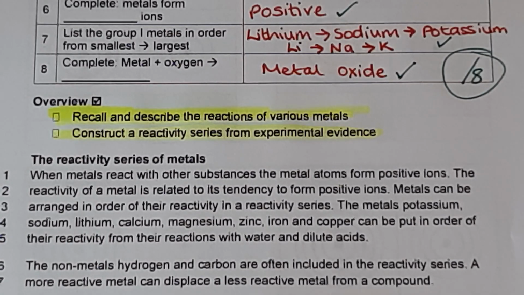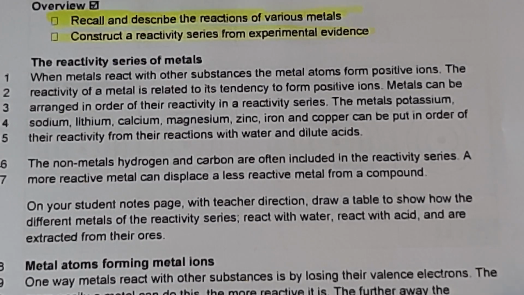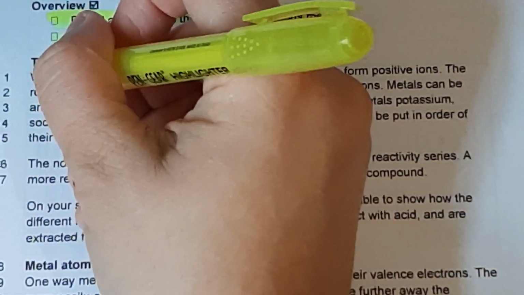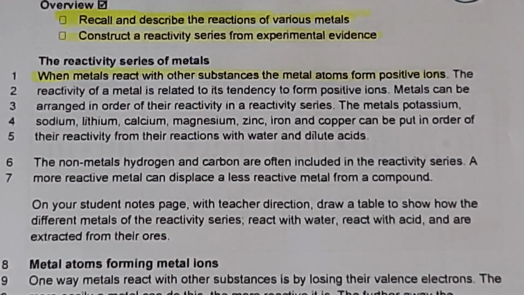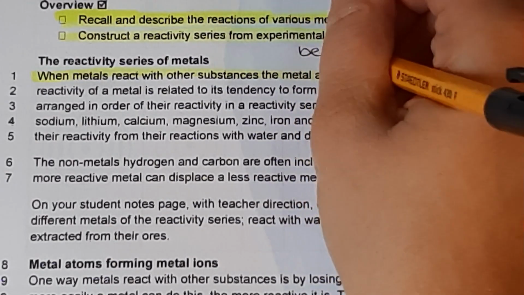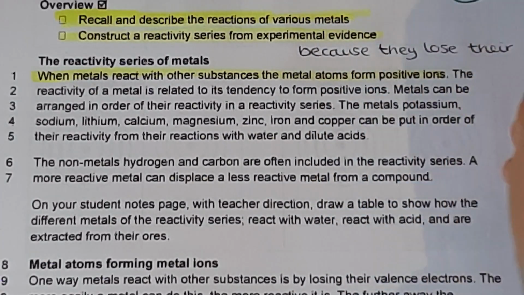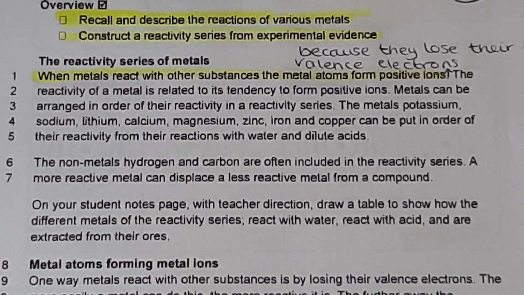So the reactivity series of metals. When metals react with other substances, the metal atoms form positive ions. And if you recall, the reason for this is because they lose electrons. They lose their outer valence electrons. I'm going to make a note about this. Okay, so the reactivity of a metal is related to its tendency to form positive ions.